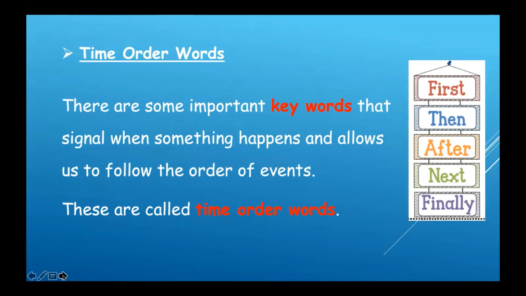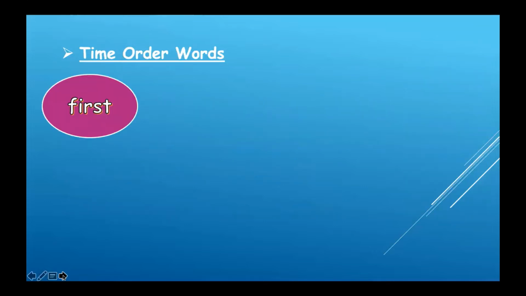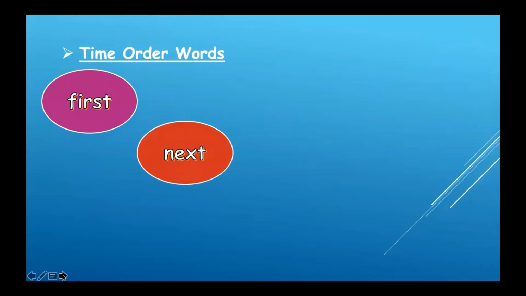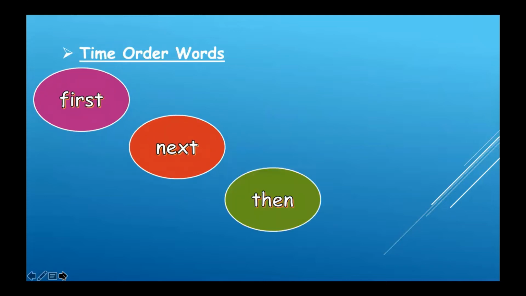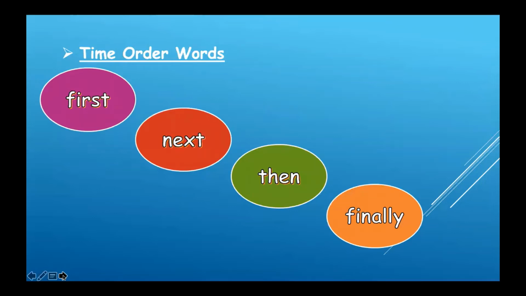There are some important keywords that signal when something happens and allows us to follow the order of events. These are called time order words or transitions. First, next, then, and finally are all time order words or transitions that signal changes in time.